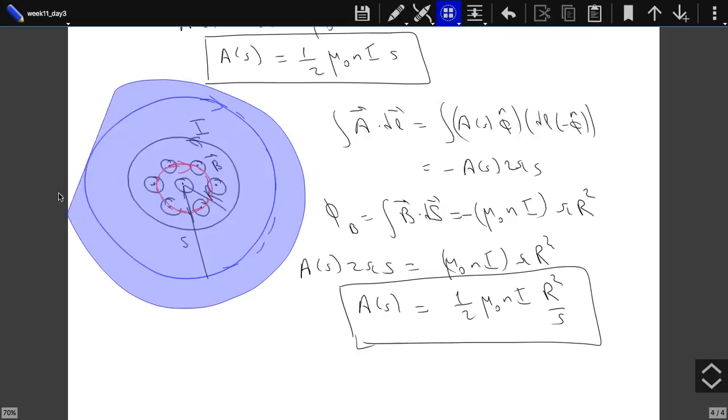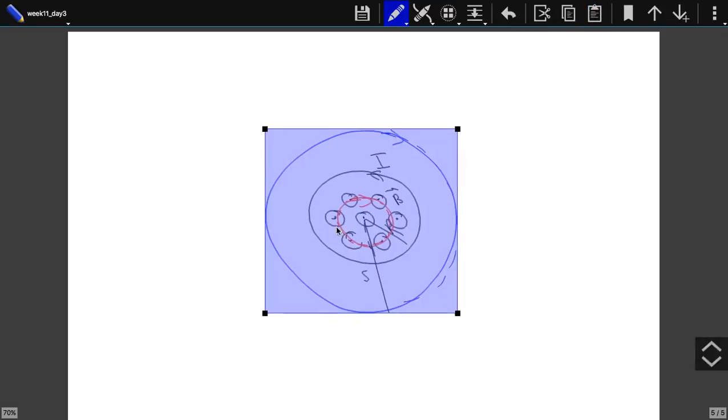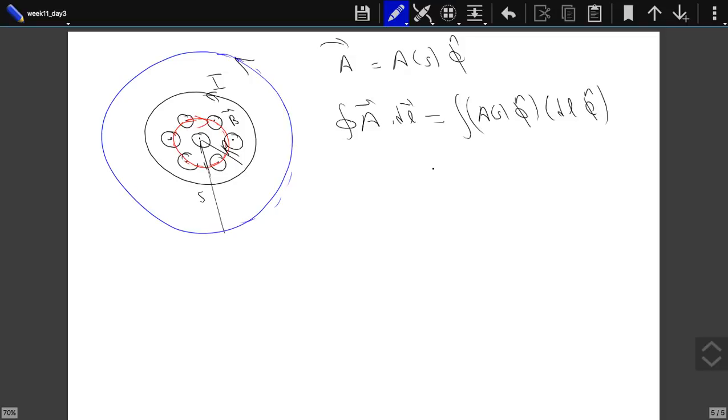So we do the same treatment for the same loop. The only difference would be that instead of going in the clockwise sense, we will go in the counterclockwise sense. A, the vector potential, is A(s) in the phi hat direction still. I'm not changing the definition of the vector potential. Now A dot dl will be equal to A(s) phi hat. Now dl is also in the phi hat direction, so times dl in the phi hat direction.